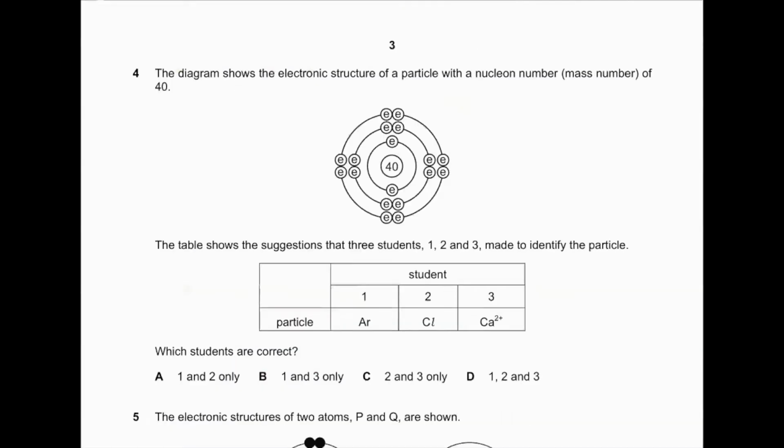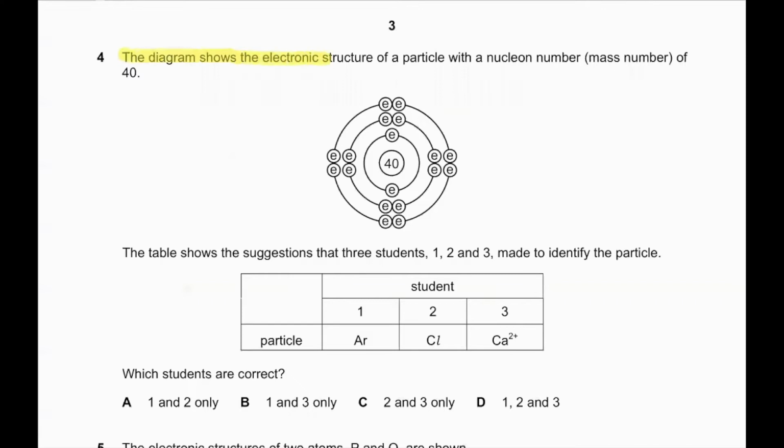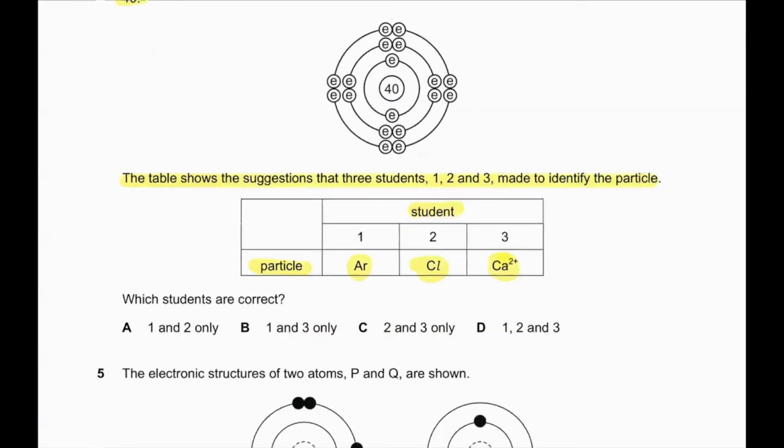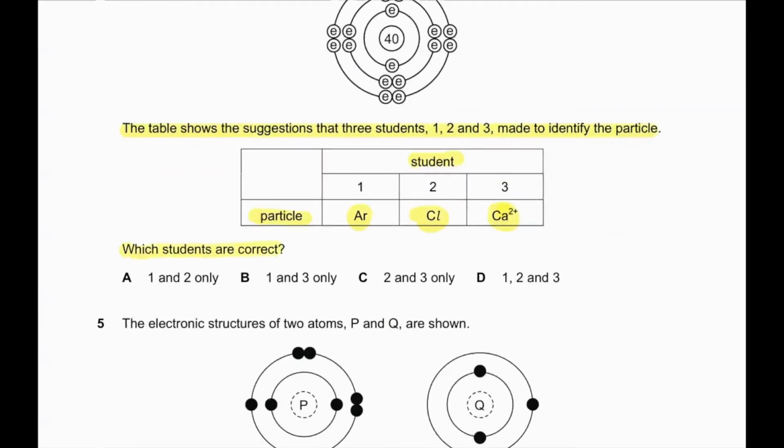Guys, question number 4. The diagram shows the electronic structure of a particle with a nucleon number, mass number, of 40. So it has a mass number of 40. Now the question says the table shows the suggestions that 3 students made to identify the particle. Student 1 said argon, student 2 said chlorine, and student 3 said calcium. Which students are correct?